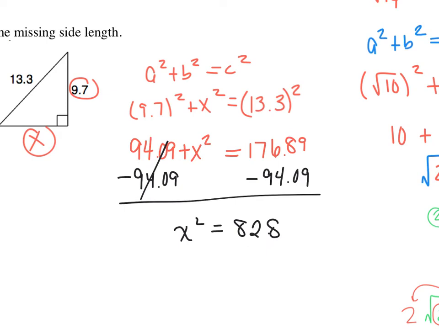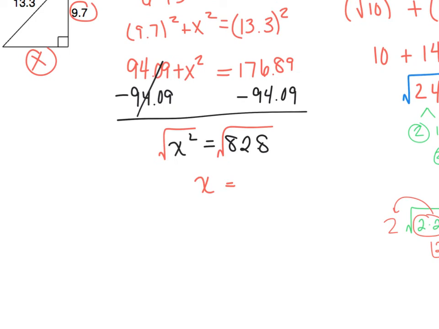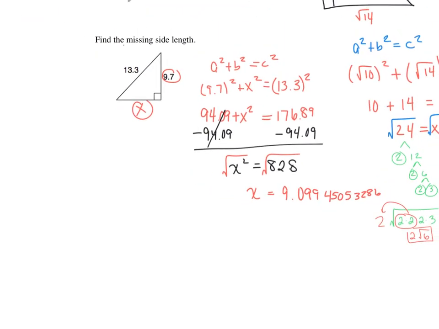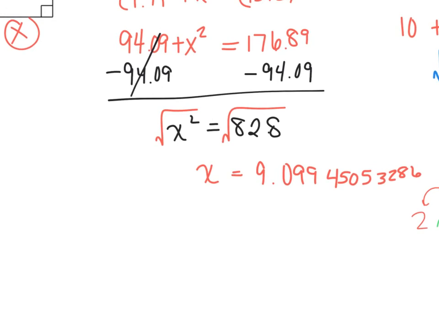82.8. And again, the only way to get rid of that square is to square root both sides. So I square root, so I get x is equal to the square root of 82.8, which is 9.09945053286. It doesn't say to the nearest tenth or anything, but what we typically do is go to the nearest tenth. So I look at my 0, look next to it, I have a 9, so x is approximately 9.1. And that's your missing side length.